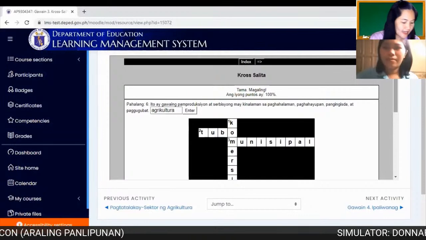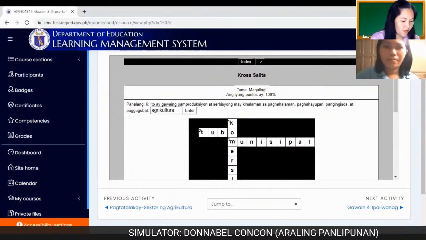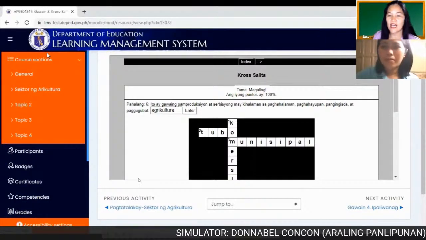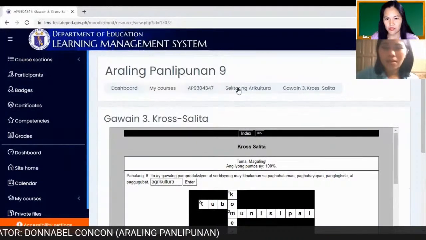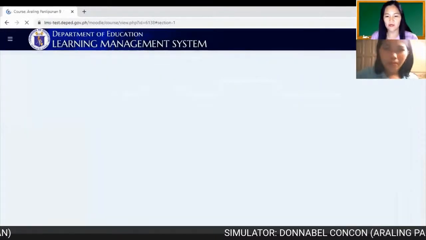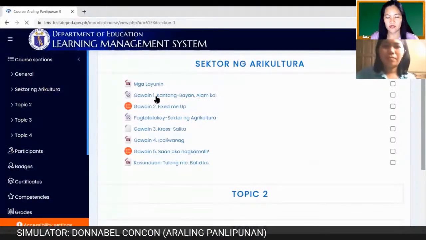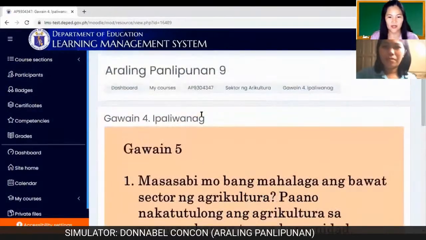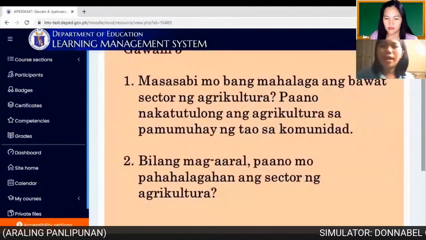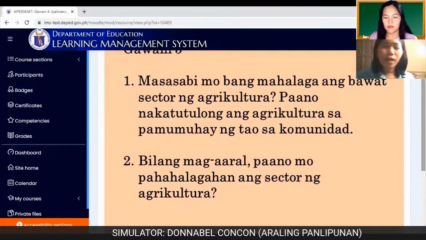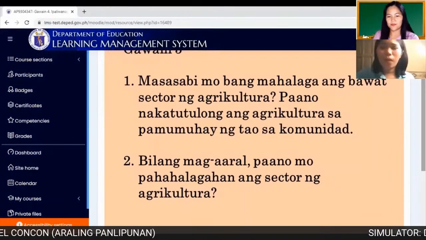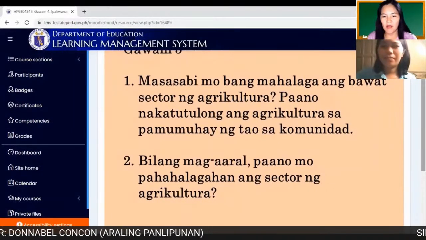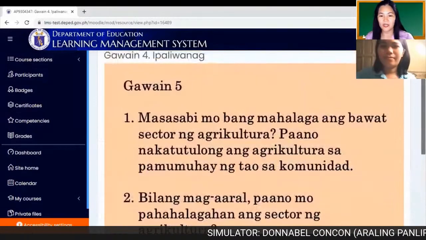I-click mo sa LMS ang gawain 4. Okay po, ma'am. Gawain 4. Yes, doon sa itaas, sektor ng agrikultura, gawain 4. Ito na po. Sige, click ang gawain 4. Alam mo bang mahalaga ang bawat sektor ng agrikultura? Paano nakatutulong ang agrikultura sa pamumuhay ng tao sa komunidad? Bilang mag-aaral, paano mo pahahalagahan ang sektor ng agrikultura? Okay. Sige, Janice, maaari mong sagutin ang mga katanungang iyan.